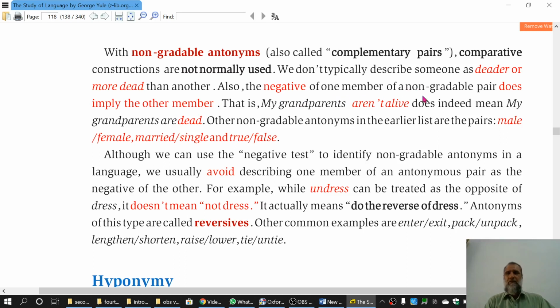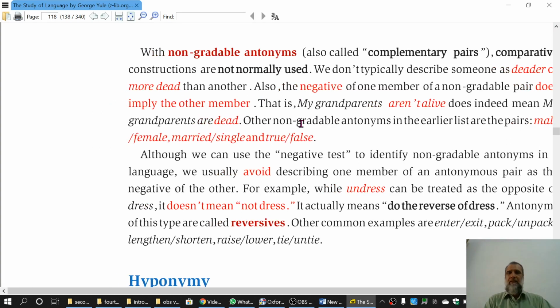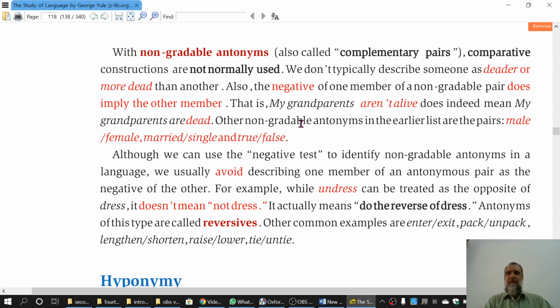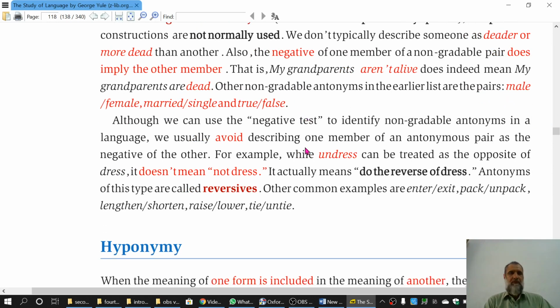Also the negative of one member of a non-gradable pair does imply the other member. That is, my grandparents aren't alive does indeed mean my grandparents are dead. So other non-gradable antonyms in the earlier list are the pairs male, female, married, single, true, false.